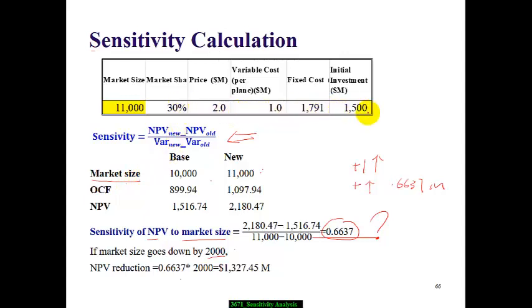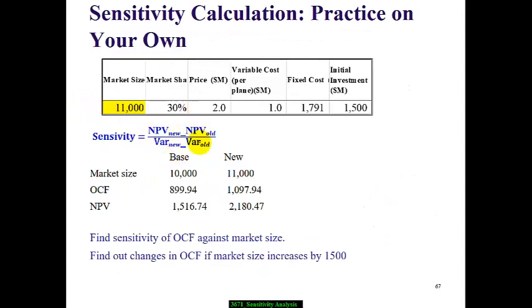So to summarize, to conduct sensitivity analysis, we're going to focus on one variable at a time, keeping the rest of the variables constant. Then we find out the net present value at the base case. Then we vary the underlying input variable to a new, different number, then repeat the same procedure, and find out the net present value at this new level. Then conduct sensitivity analysis.